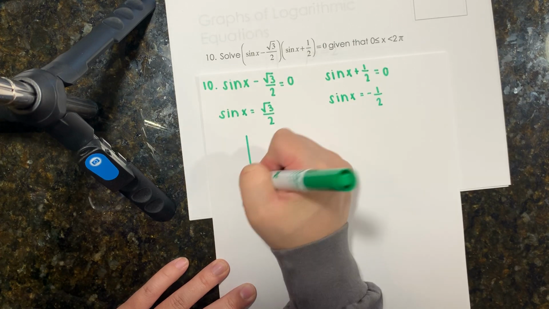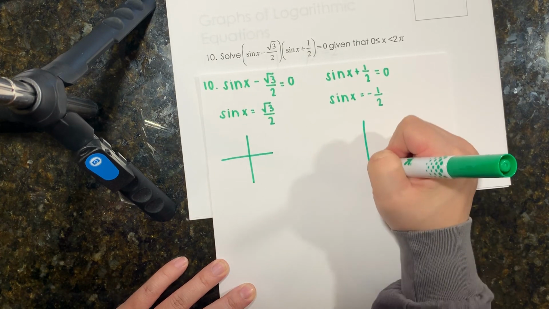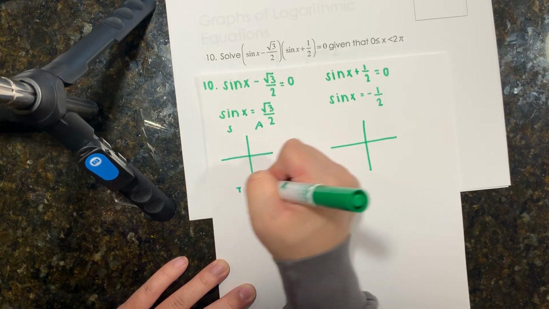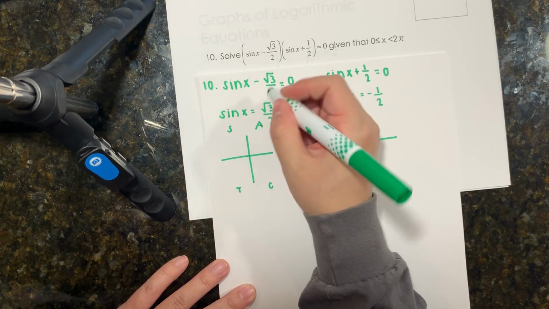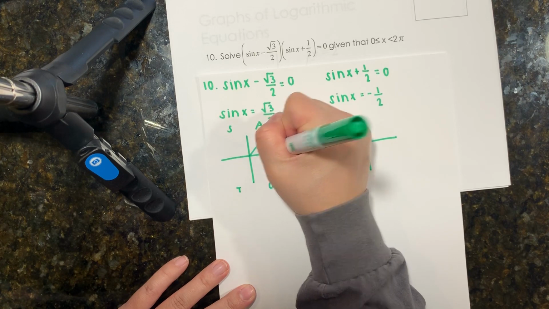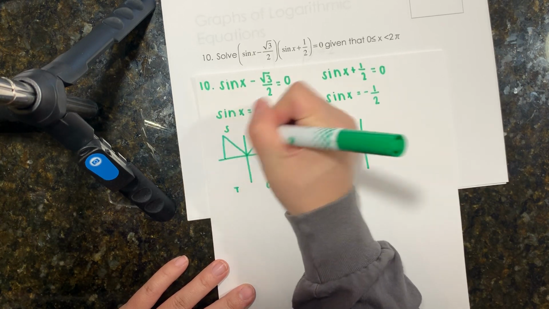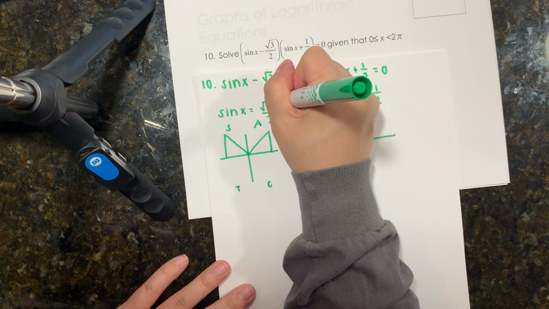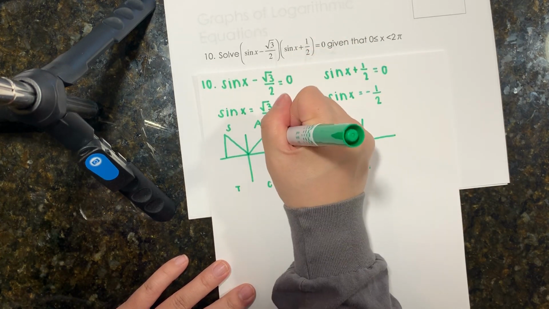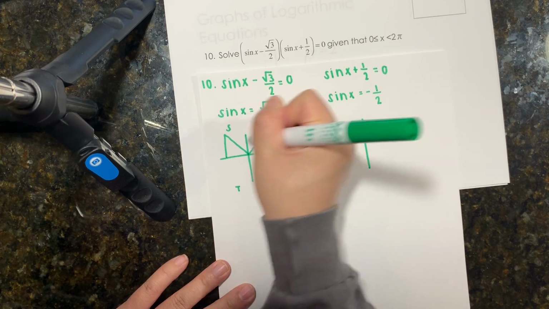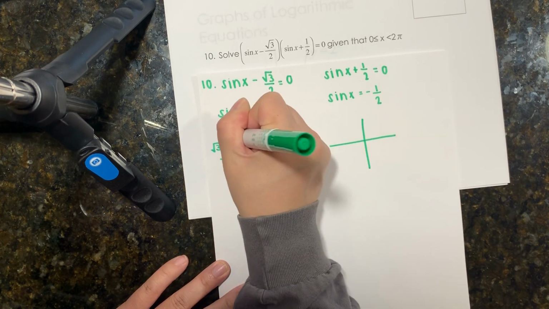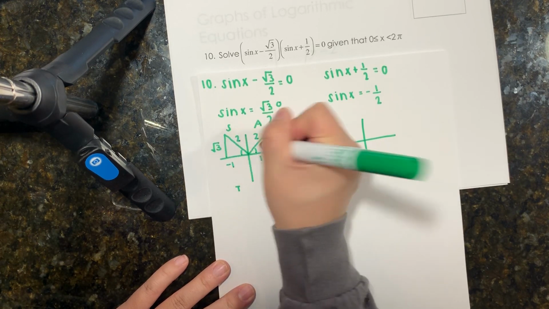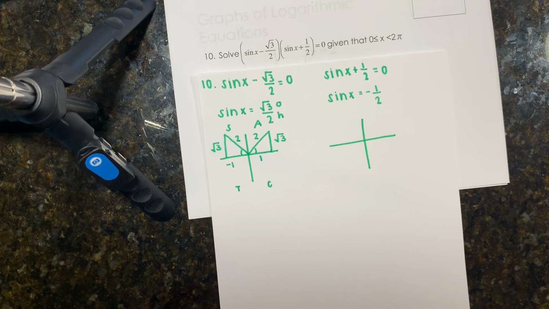Now I need to identify my 4 quadrants where sine is positive, where sine is negative. So all students take calculus. I know that it's positive in quadrant 1, and then again positive in quadrant 2, because A is all and S is sine. Sine is opposite over hypotenuse, so this would be opposite root 3, hypotenuse 2, opposite root 3, hypotenuse 2. My adjacent will be 1 and negative 1. So again, those are going to be 60-degree angles.